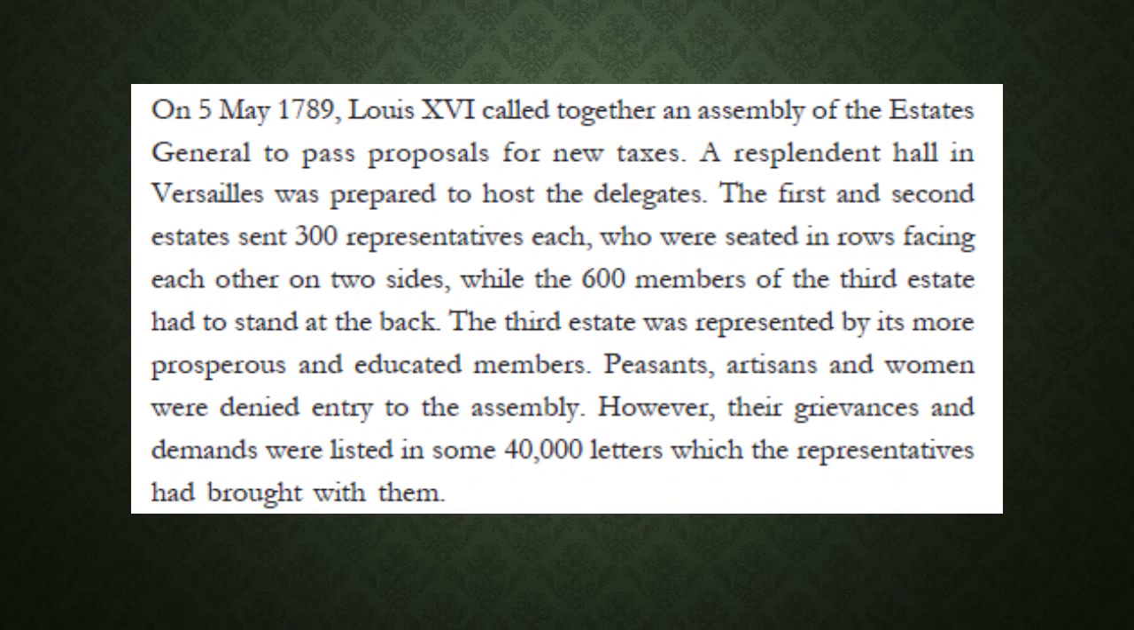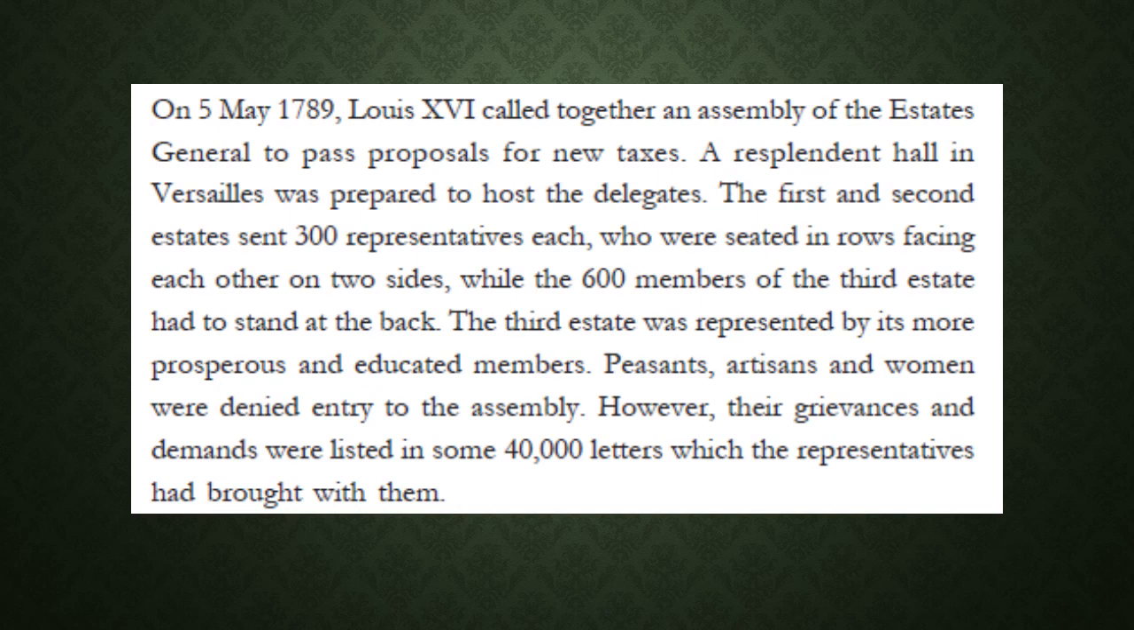On 5th May 1789, Louis XVI called together an assembly of the Estates General to pass proposals for new taxes. A resplendent hall in Versailles was prepared to host the delegates. The first and the second estates sent 300 representatives each, who were seated in rows facing each other on two sides, while the 600 members of the Third Estate had to stand at the back.